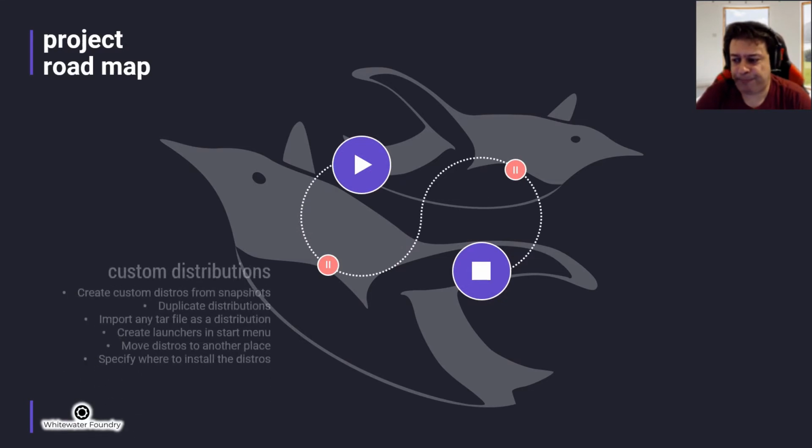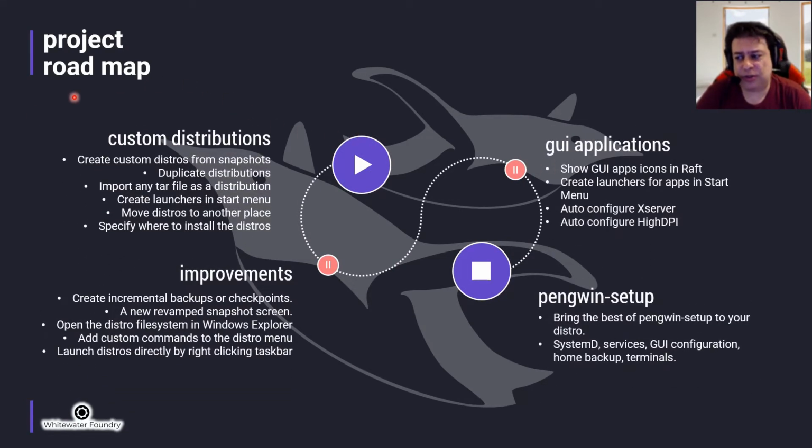The roadmap. Custom distributions: create custom distributions from snapshots, duplicate distributions, import any tar file as a distribution, create launchers in the start menu, move distros to another place, for example another drive, and specify where to install the distros when you double click to launch. Improvements: create incremental backups or checkpoints for each distribution, and a revamped snapshot screen with more options.